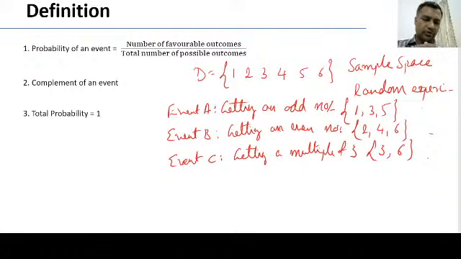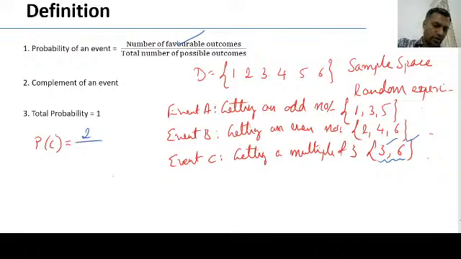Now if I ask you, what is the probability of event C? How many outcomes are in favor? There are two numbers in favor, 3 and 6. That is what you mean by the number of favorable outcomes. What is the total number of outcomes? It can be 1, 2, 3, 4, 5 and 6. So 2 out of 6, therefore 1 out of 3. That's the probability.